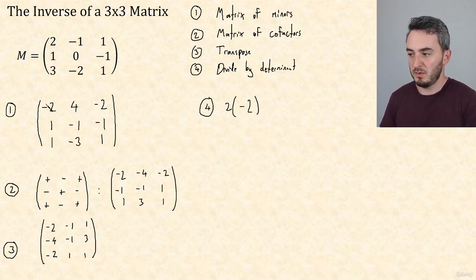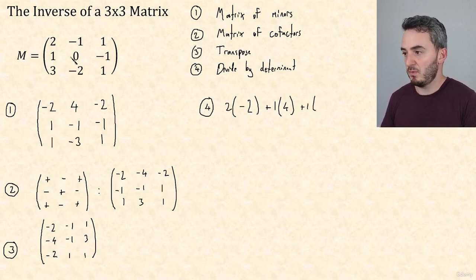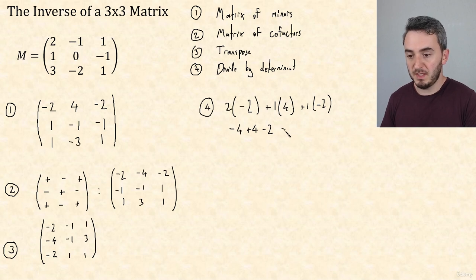That minus 2 we'd already worked out here. And then it's minus 1, so plus 1, multiplied by the submatrix 1 minus 3, which we've already worked out to be 4. And then it's 1 plus 1 multiplied by the submatrix from that one, and we've already worked out that minus 2 minus 0 is minus 2. So in total, we have minus 4 plus 4 minus 2. And so that gives us minus 2.